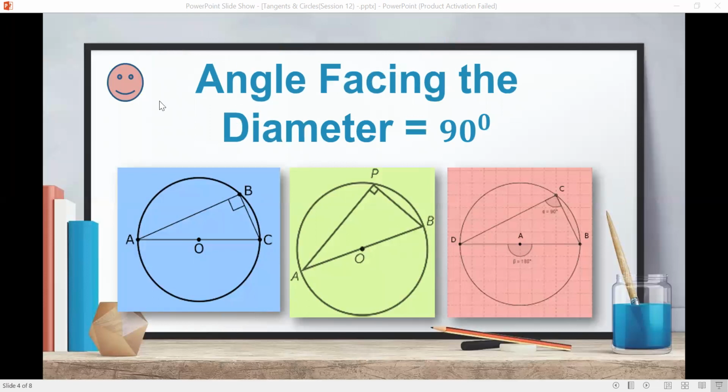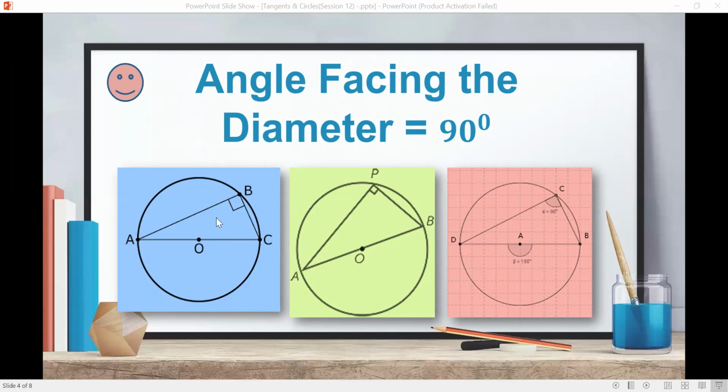What about inscribed angles facing the diameter? If we recall from grade 8, an inscribed angle is the angle whose vertex is on the circle. Here, A is on the circle, it is inscribed. C on the circle, inscribed. B on the circle is also inscribed. But what about if the inscribed angle is facing the diameter? Every inscribed angle facing the diameter, if you see here, B is inscribed and facing AC, AC is diameter. Every inscribed angle facing the diameter is a right angle.